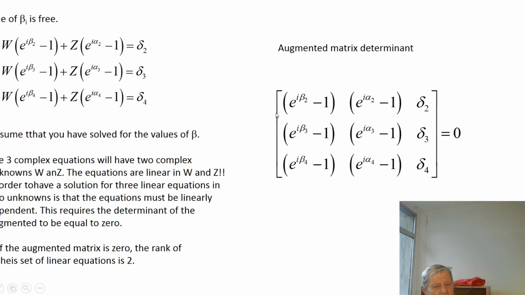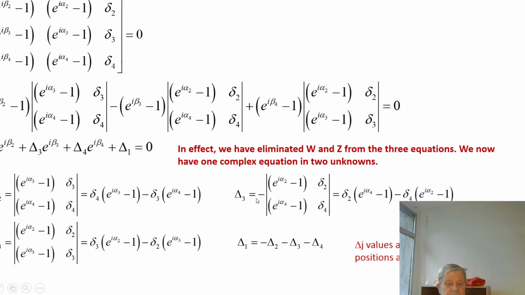In effect, what we are doing is we are eliminating W and Z. This determinant results in one simple complex equation. This is exactly what we have done in case of center point and circle point specification in three position synthesis. Now we have to solve this set of equations, which is much easier than determining the intersection of those two circles. Now, this determinant, I can expand it with respect to the first column. Notice it has beta 2, beta 3, beta 4.